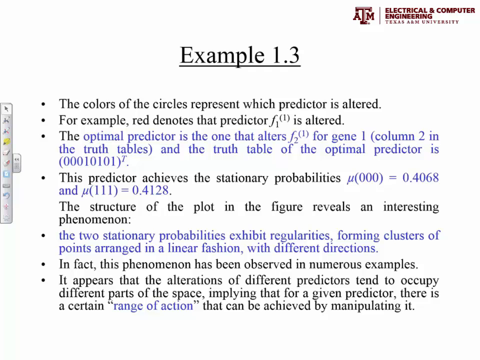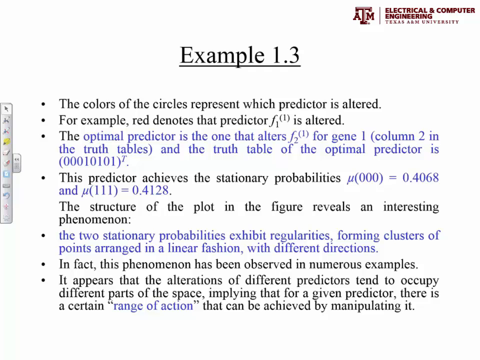I already mentioned that. For example, red denotes that the first predictor, F1, for gene number 1 is altered. The optimal predictor is the one that alters the second predictor for gene number 1, column 2 in the truth tables. And the truth table of the optimal predictor is this. You know that because you've gone through the computation. You know which one it is. And this predictor achieves stationary probabilities for 0,0,0 of 0.4068, and the other one is 0.4128. That's close enough.